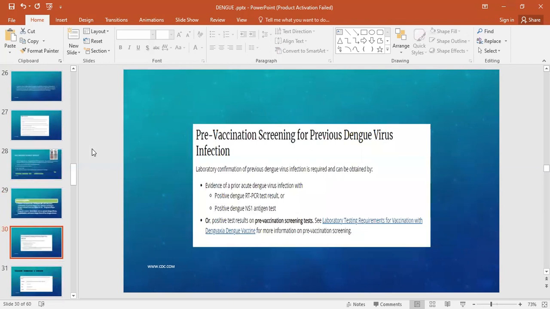Pre-vaccination screening for previous dengue virus infection. Laboratory confirmation of previous dengue virus infection is required and can be obtained by evidence of a prior acute dengue virus infection with a positive dengue PCR test result or positive dengue NS1 antigen test, or a positive test result on a pre-vaccination screening test.